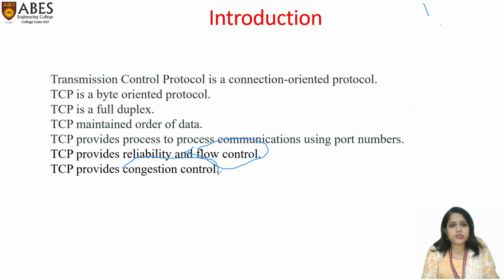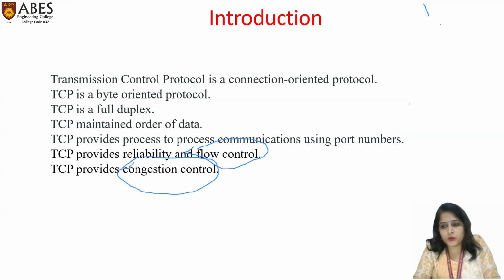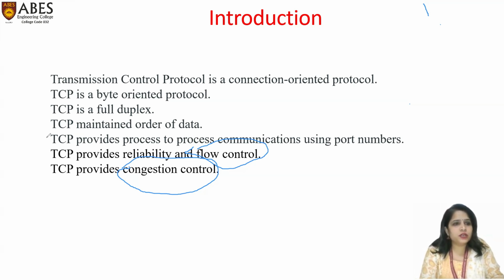Next, the TCP protocol provides congestion control. Now, what is congestion control? If I am sending data faster than the speed of the receiver, the receiver would not be able to receive that data. So what happens? The packets will be stored or congested in intermediate routers and intermediate devices. This will create congestion in the network. So this is called congestion control.